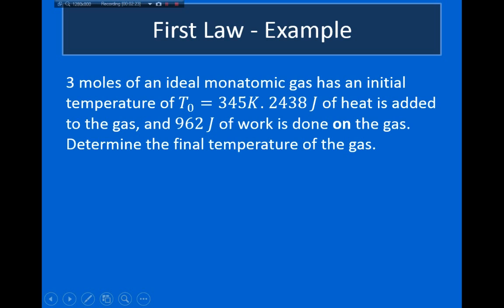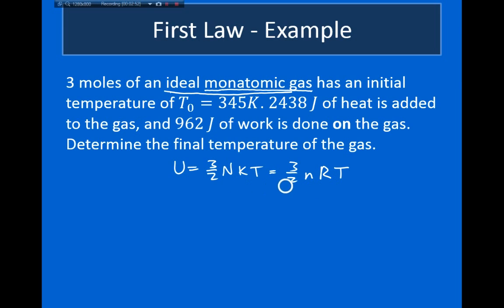So the first thing I want to point out is that we're told that the gas is an ideal monatomic gas. Remember, I told you at the very beginning of this video that most of the time we'll be dealing with monatomic gases. And what this means is that the internal energy of the gas is just equal to 3/2 nkT. Or we could write it as 3/2 number of moles times the ideal gas constant times T.